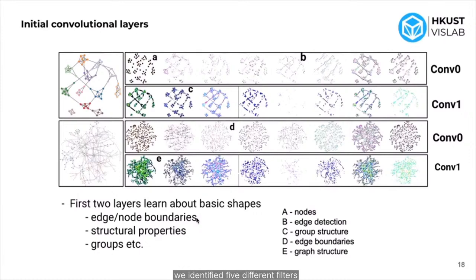First 2 layers learn about basic shapes, edge and node boundaries, structural properties, and groups. We identified 5 different filters. We can see filter A learns about node structures, or nodes. Filter B learns about the edge structure, or you can say it's an edge detection filter. Filter C learns about group structure, and D learns about edge boundaries and graph structure. E learns about the graph structure.